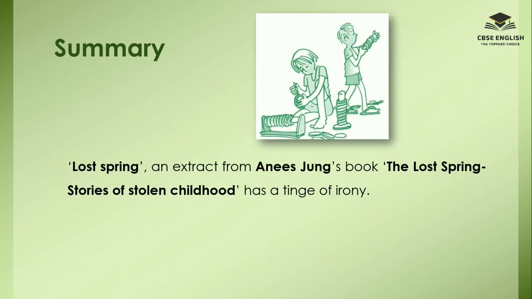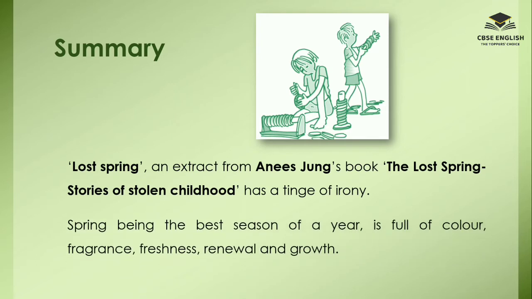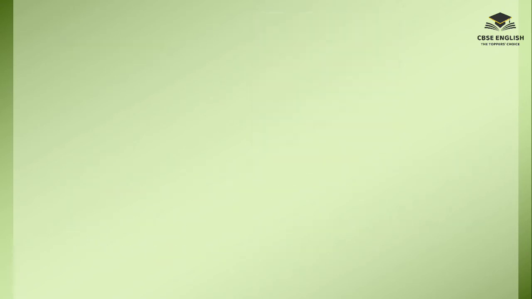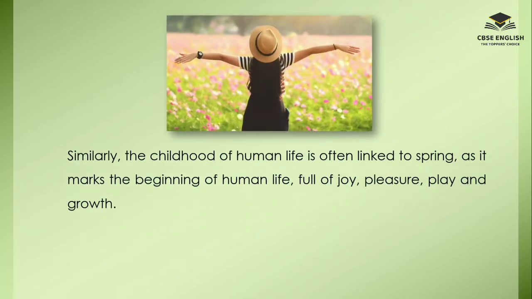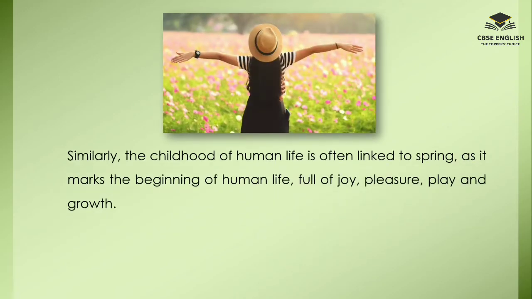Lost Spring, an extract from Anees Jung's book, Lost Spring: Stories of Stolen Childhood, has a tinge of irony. Spring, being the best season of a year, is full of color, fragrance, freshness, renewal, and growth. Similarly, the childhood of human life is often linked to spring, as it marks the beginning of human life, full of joy, pleasure, play, and growth.